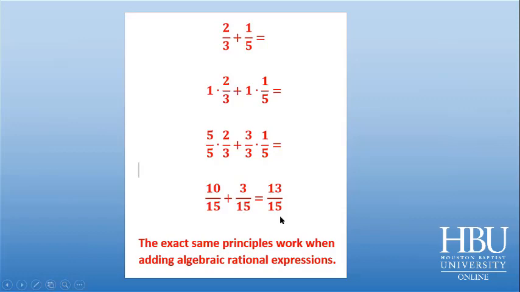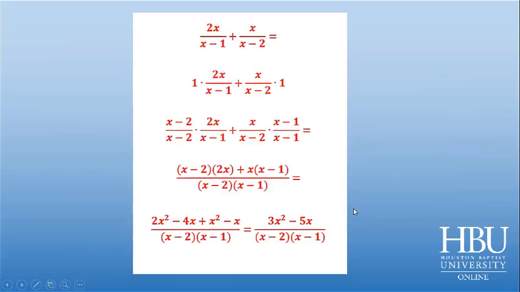That's a simple arithmetic problem, but I promise you the algebra that you're going to be doing is really no harder than that. The exact same principles work when adding algebraic rational expressions. Let's take this example. Suppose I want to add 2x over x minus 1 plus x over x minus 2. All right, as our first step, let's use the special property of 1.